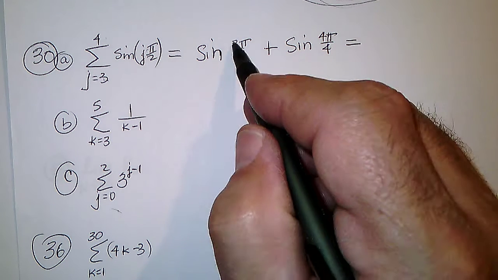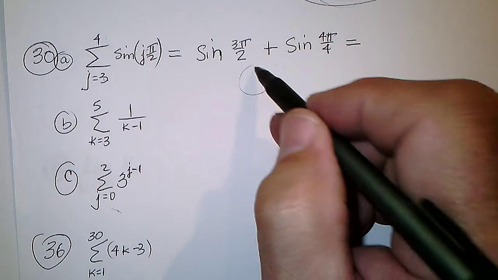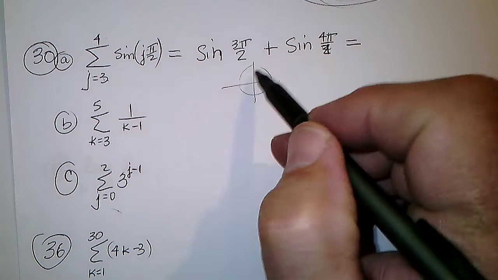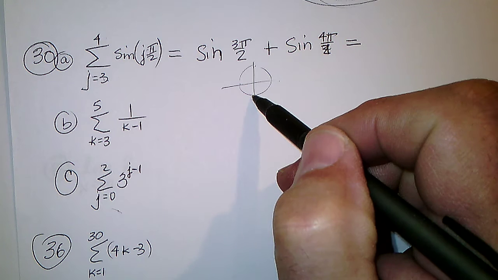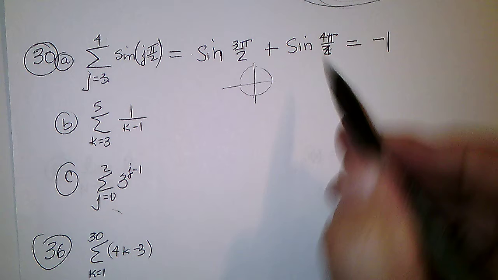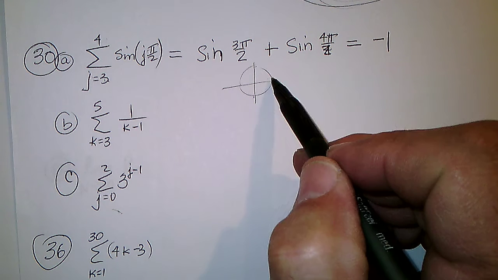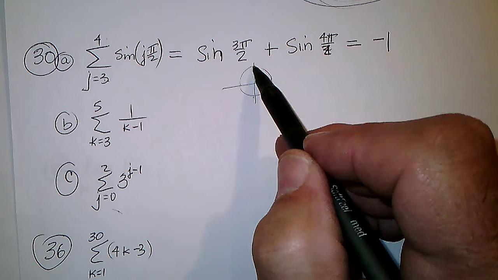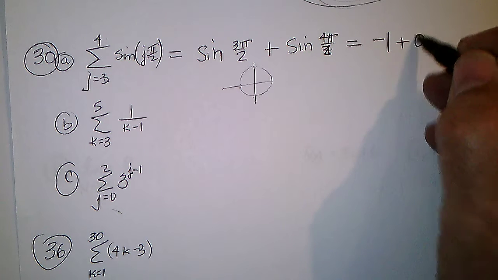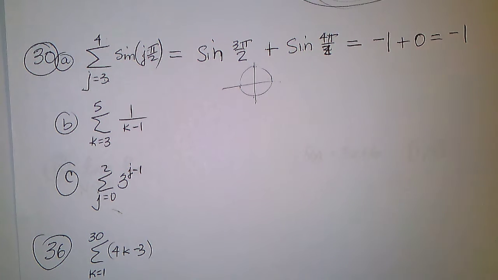And the sine of 3 pi over 2, 1, 2, 3 pi, the sine there is negative 1. And the sine of 4 pi over 2, pi over 2 once, 2, 3, 4 pi there, which is 0. This comes out to be minus 1.